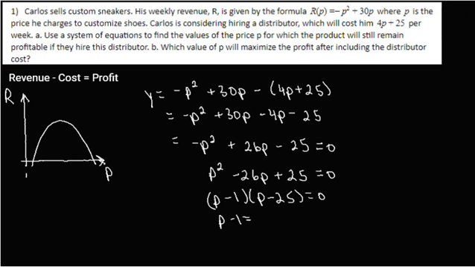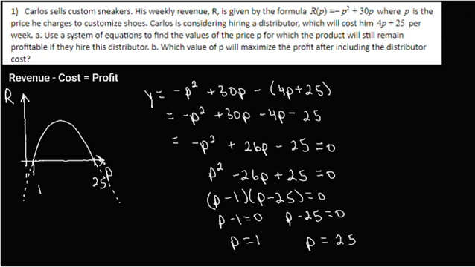So P minus 1 equals 0. If our price is 1, we're profitable. P minus 25 equals 0, and if our price is 25. So what we're looking at is that we've got 1 and we've got 25. So if the price is less than 1, we're below 0, we're losing money. We're not making a profit. If it's greater than 25, because of that distributor cost, we're losing money.